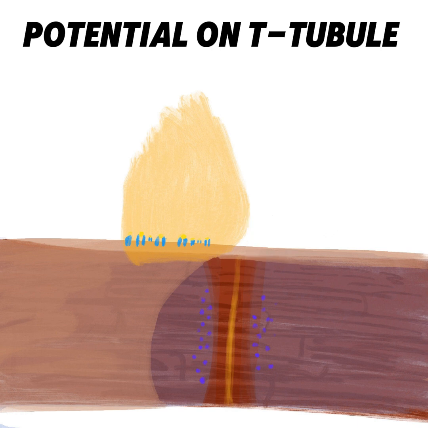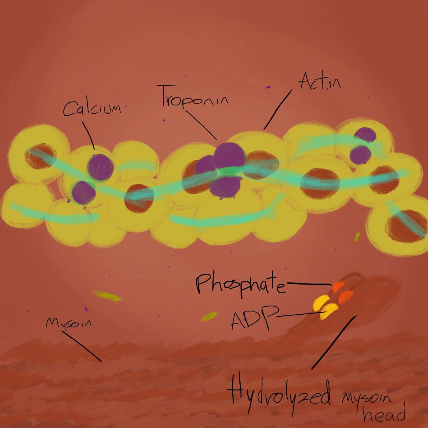As the action potential travels along the tubules, calcium is released from the sarcoplasmic reticulum. Calcium binds to the troponin of the actin filaments of the muscle fibers. This signals tropomyosin to move out of the myosin binding site of actin.